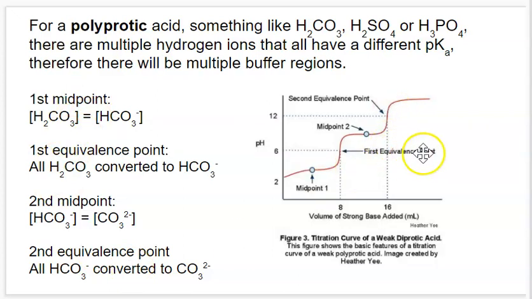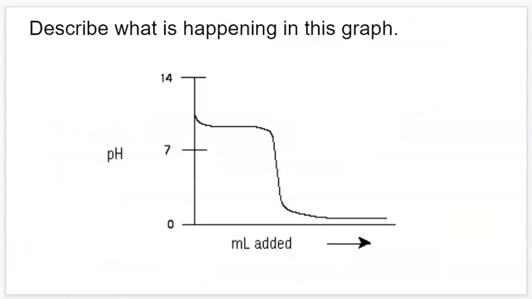And kind of like I mentioned, the Ka for each of the stages of the acid, depending on what point it's in its deprotonation, are going to be different. Like HCO3 minus is obviously going to have a different pKa than H2CO3, for example. So now let's use what we've learned to describe what's happening in this graph.